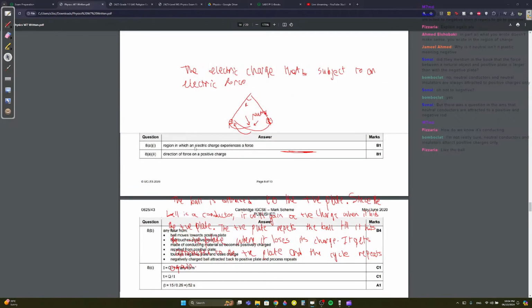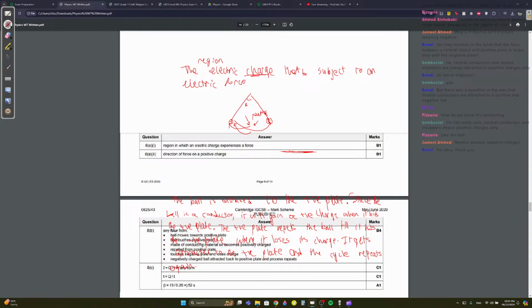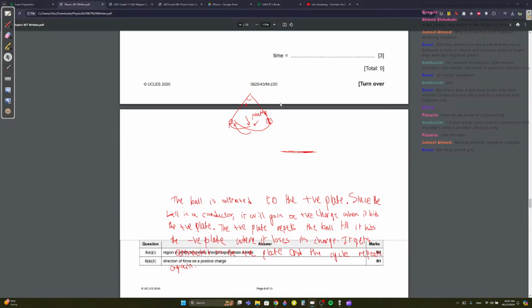Even in the marking scheme, you should say the region of electric charge. It should be the region, the place of the electric charge, where it's subject to an electric force. That's what the electric field is, Ahmed. You're smarter than this.